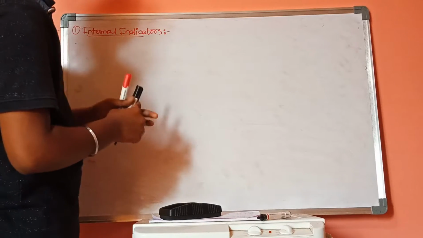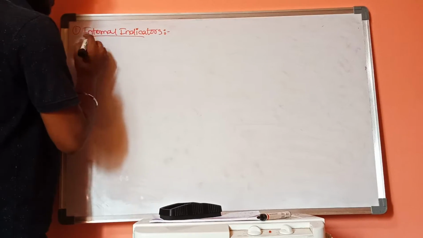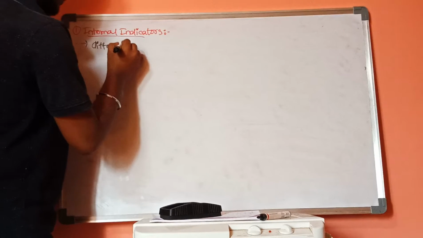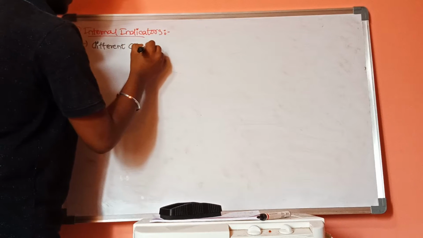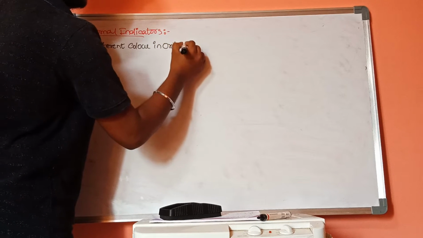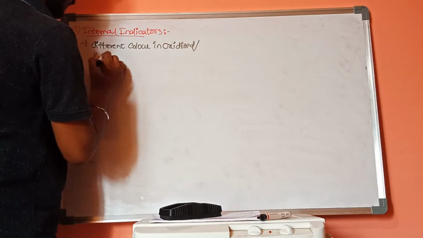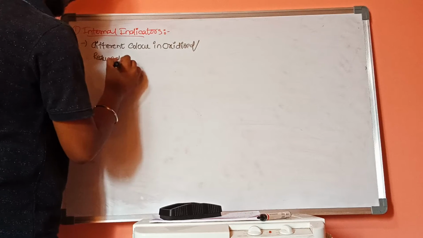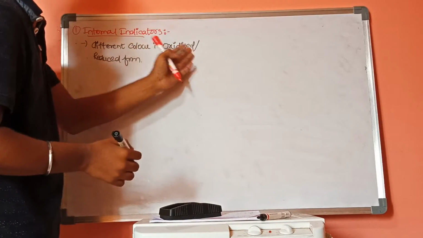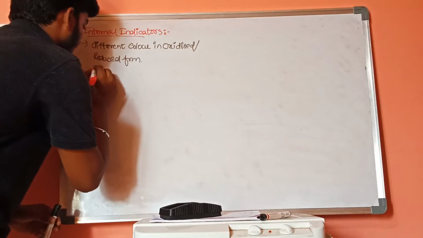Internal indicators. What are internal indicators? Internal indicators are the indicators which show different colors in oxidized form and reduced form. Let us consider an example.